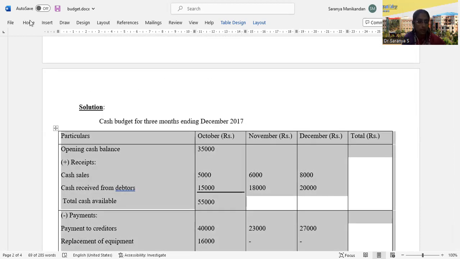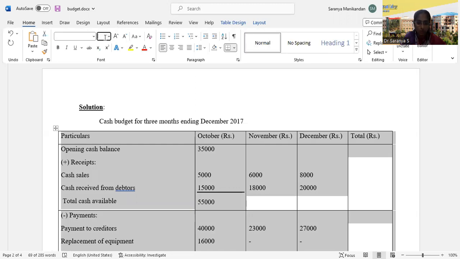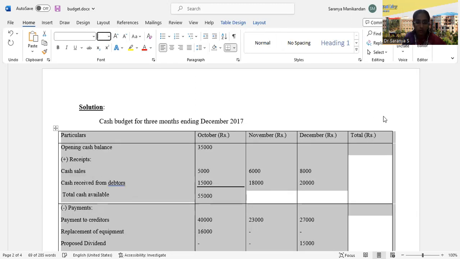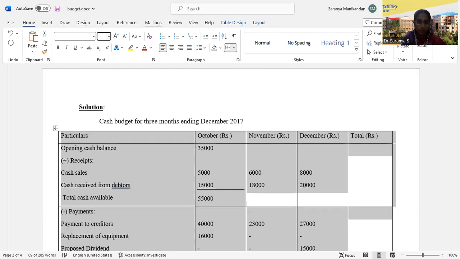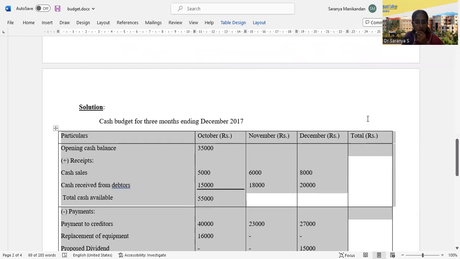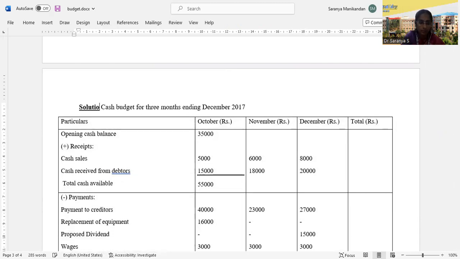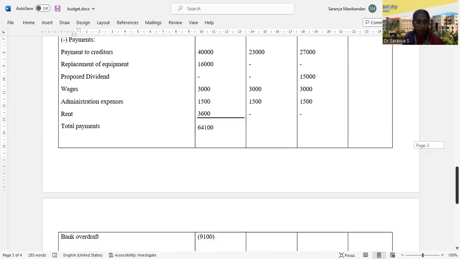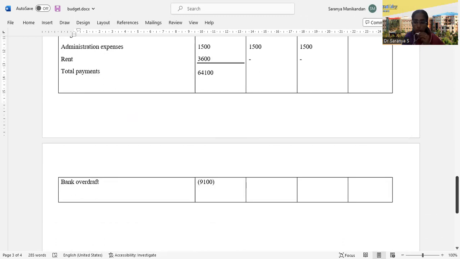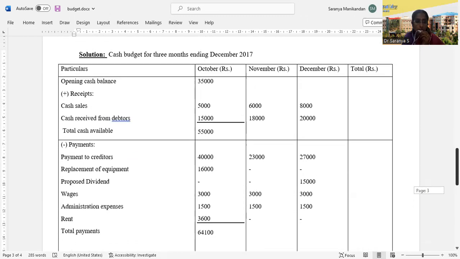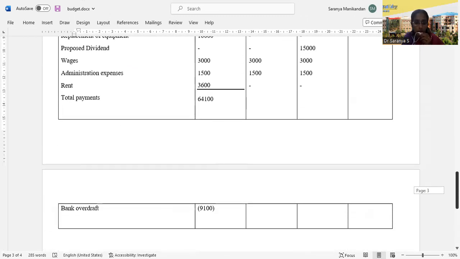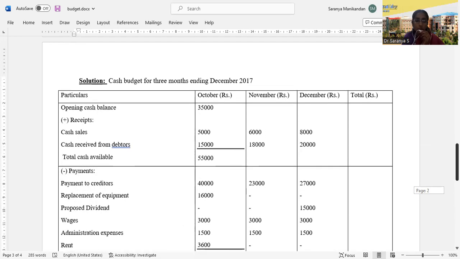I will make it into the one page. So here, when we try to find out the closing balance, our payment is more. So we got overdraft amount of 9,100. So that will become the opening balance of November.